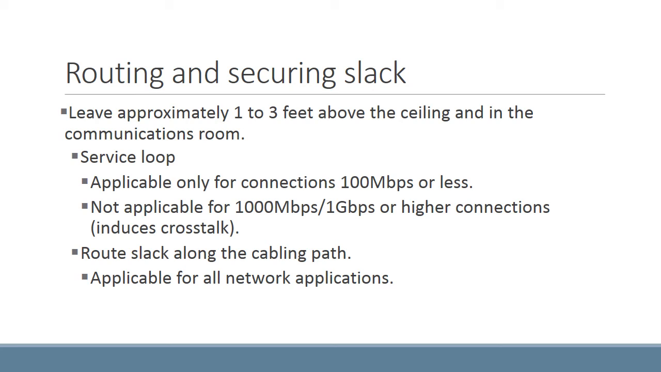A service loop is applicable only for connections of 100 megabits per second or less. Service loops are not applicable for 1000 megabits per second, or 1 gigabit per second or higher connections. A service loop will induce crosstalk. You may route slack along the cabling path as long as the cable does not cross with itself. This is applicable for all network applications.